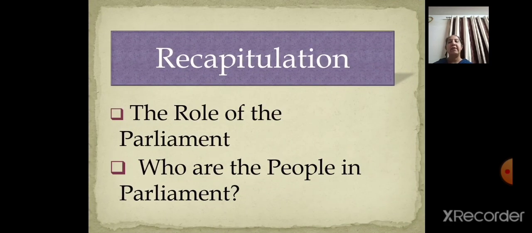Now, today we have completed the topic of the role of the parliament and who are the people in parliament. See, all people do not cast their vote, right? So, representative democracy cannot produce a perfect reflection. It is important that communities like SCs and STs have been given importance there. This is what we have learnt. Even the women's reservation. So, children, who are the people in parliament?